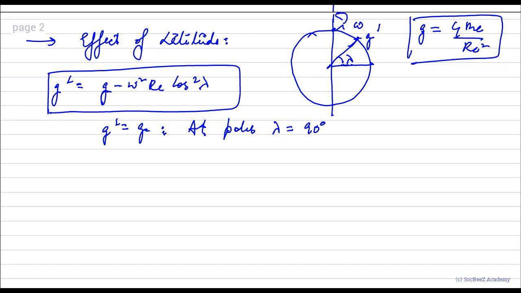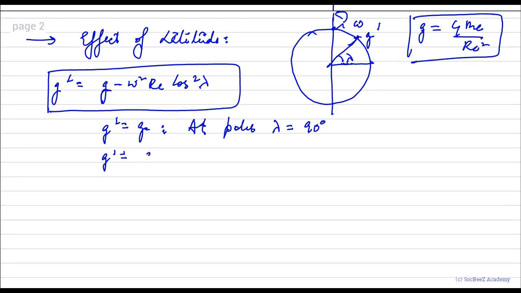At the equator the acceleration due to gravity is going to reduce the most. The effect of rotation is going to be observed maximum at the equator, where lambda is equal to 0. So at the equator g dash is equal to g minus omega square RE, where lambda is equal to 0, and this is the case at the equator. So these are the few cases which we need to remember.